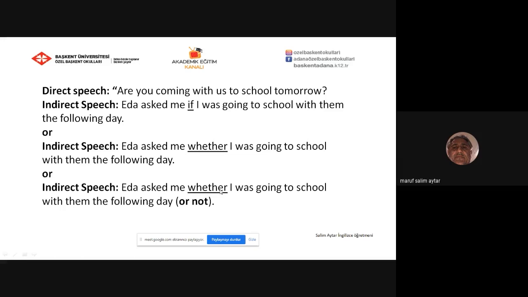Ada asked me whether I was going to school with them the following day or not. When we use the linking word whether, we can put or not at the end of the sentence if we want, actually.